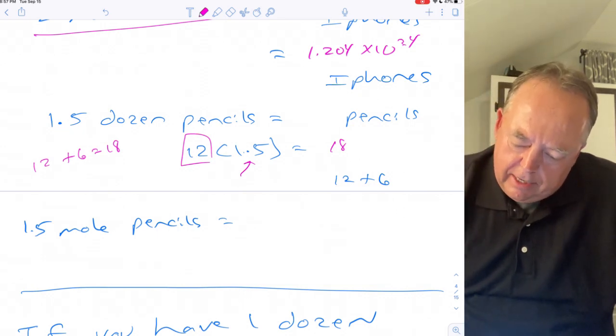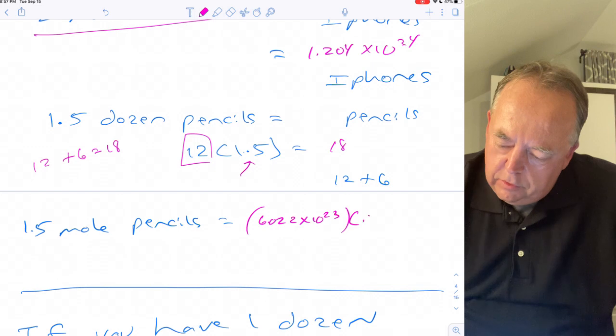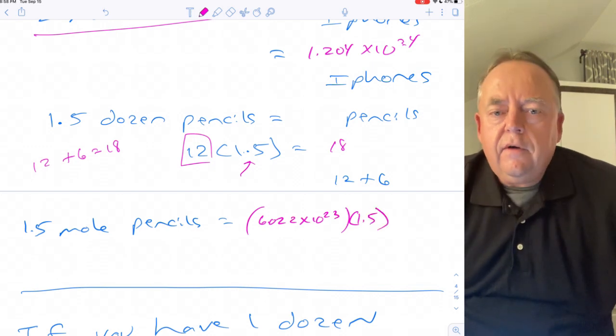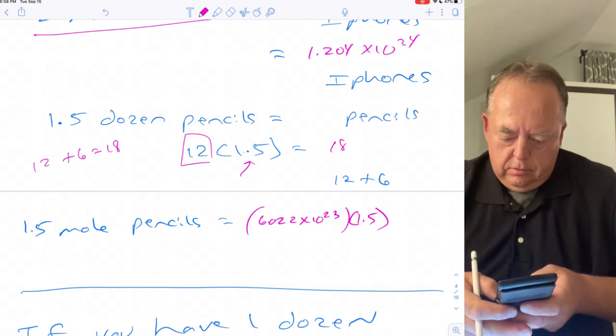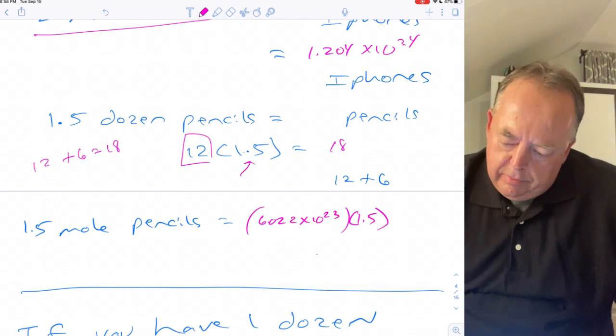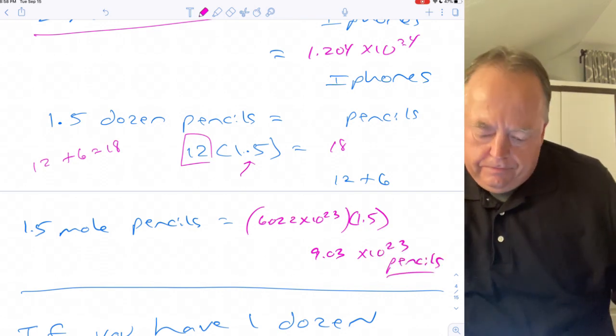So if you had 1.5 moles of pencils, how many pencils would you have? Well, you just have to keep in mind, again, a mole is 6.022 times 10 to the 23rd, and you take that and multiply it by 1.5. So that would be 9.03 times 10 to the 23rd pencils, right?